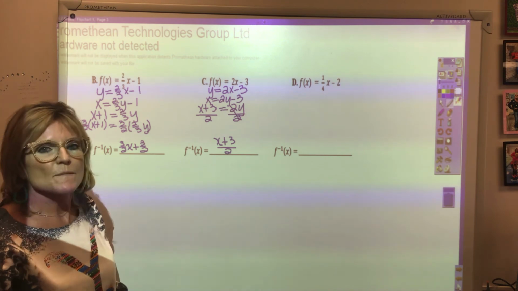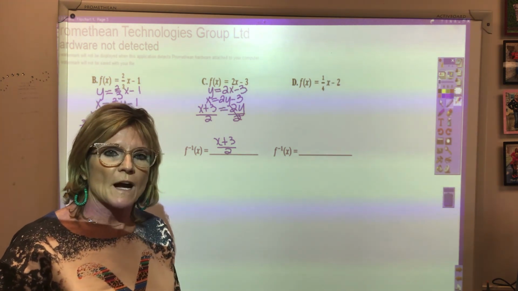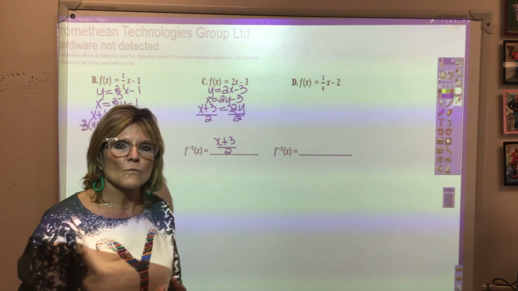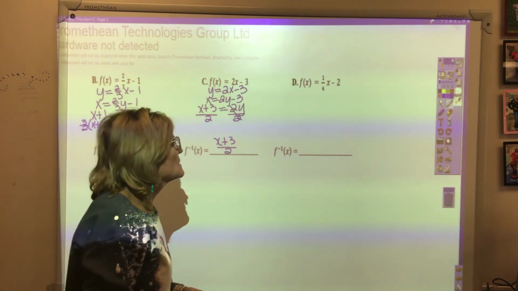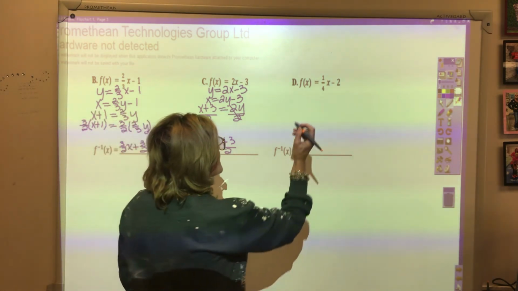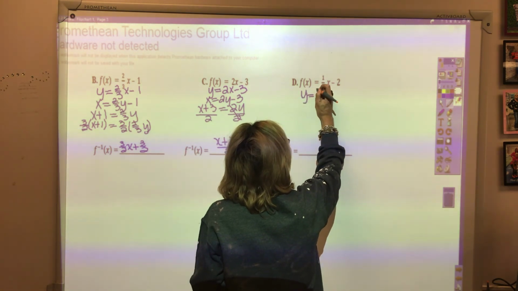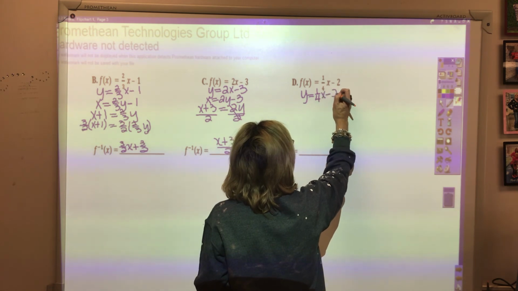Okay, so the steps are not too hard. You replace f of x with y. That's your first step. Then you interchange x and y, and you solve it for y, and that gives you your inverse. Last one here, f of x, we're going to make y equals 1/4 x minus 2.